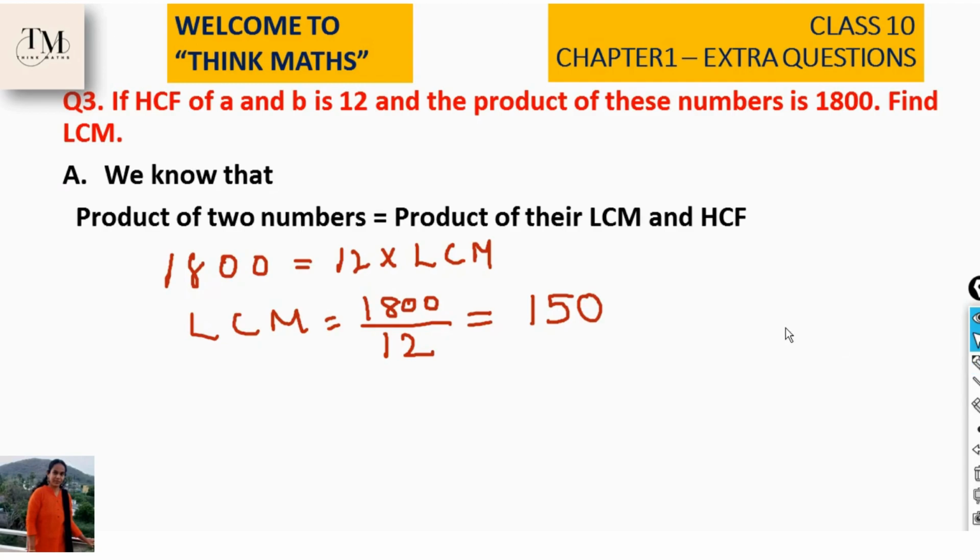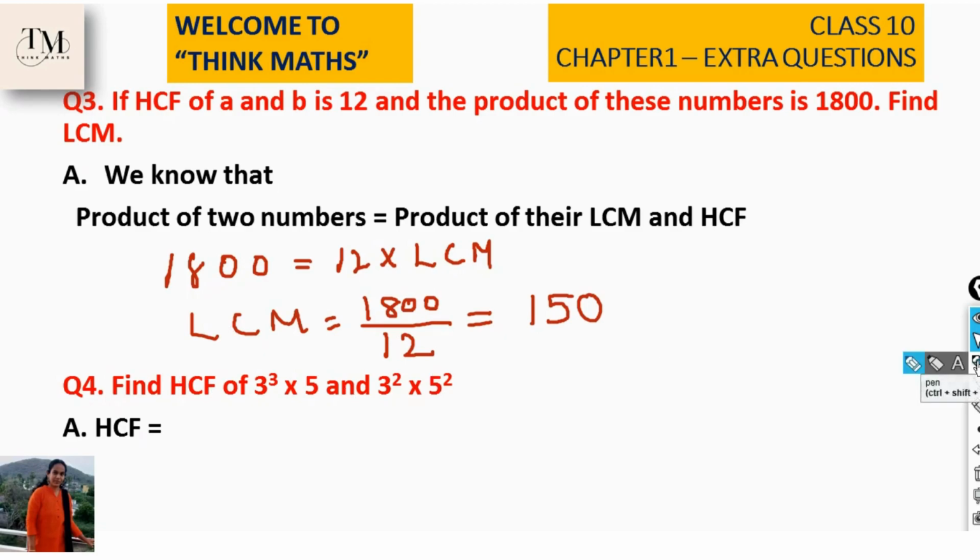Okay, so next question. Find HCF of 3 power 3 into 5 and 3 power 2 into 5 power 2. We know that HCF is nothing but the product of the smallest power of the common prime numbers. Here the common prime numbers are 3 and 5. The smallest power of 3 is 2. For 5, the smallest power is 1. So 9 into 5, since 3 square is 9. 9 into 5 is 45. Okay, can you understand? So let me go to the next problem.